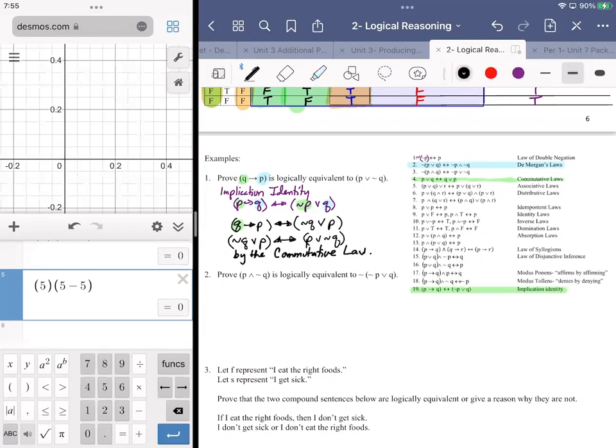Right. So one version of the De Morgan's laws says that if you have a not (P or Q), that's logically equivalent to not P and not Q. Right. So I'm going to look at my not (P or Q), and I'm going to see what that translates to.